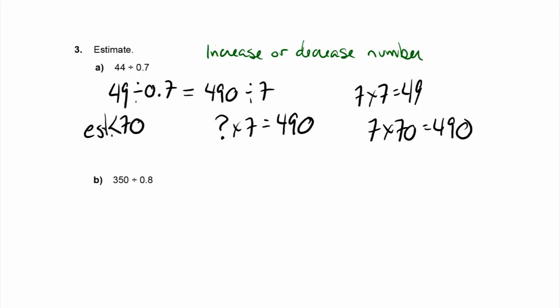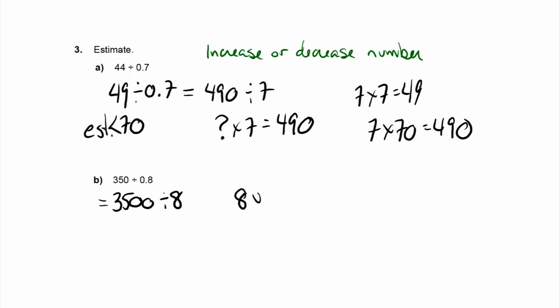Now let's look at 350 divided by 0.8. To simplify it, again, I want to change it to whole numbers. So if I'm going to move the decimal place here, so I've got an 8 instead of a 0.8, that means I have to add another 0 to the other number. So we've got 3,500 divided by 8. So those two equations are exactly the same now. 350 divided by 0.8 is the same as 3,500 divided by 8.